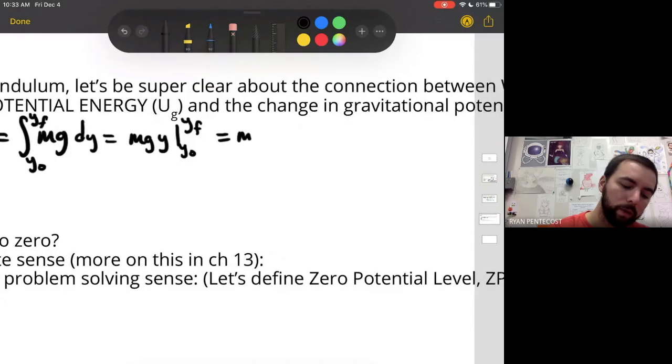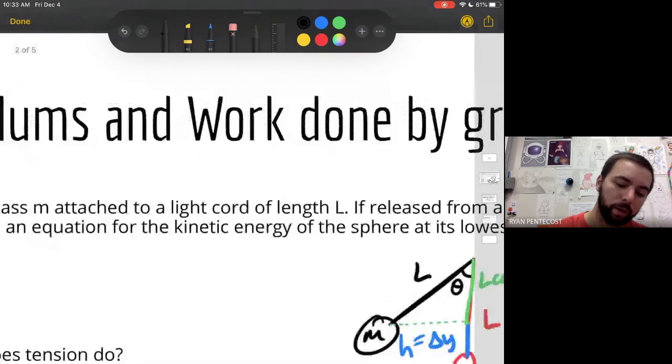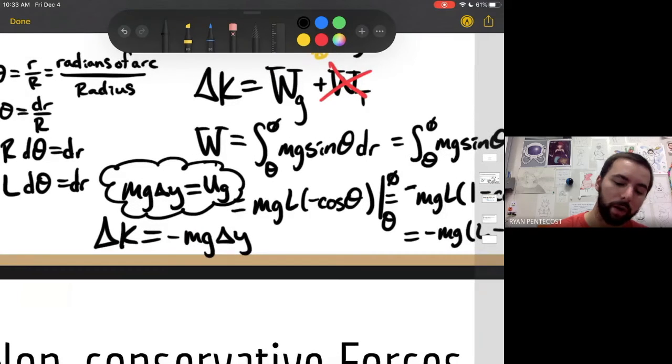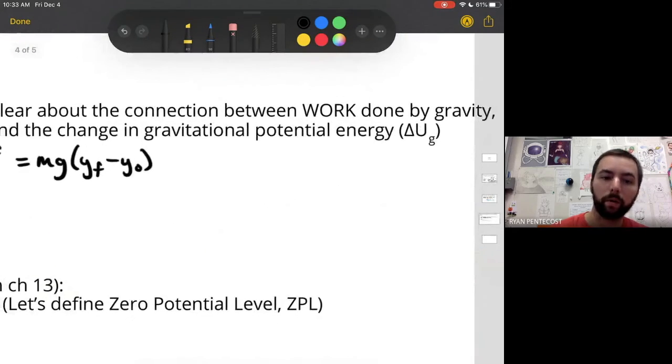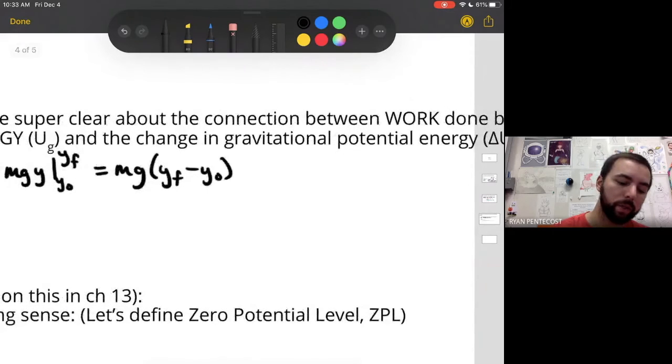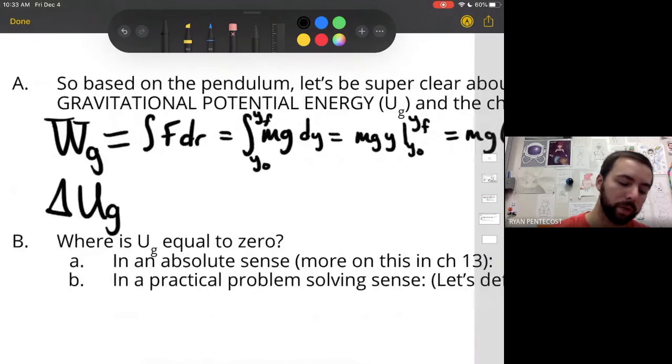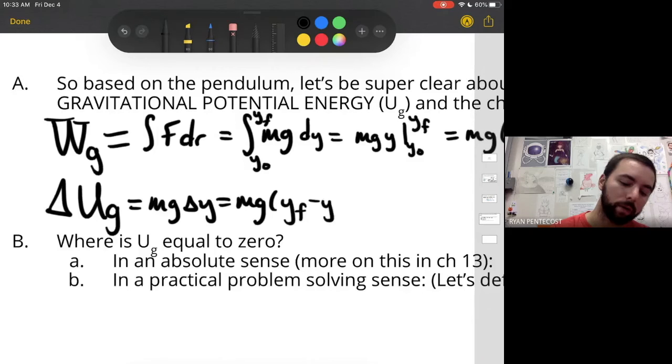And this will give you the equation that we actually had earlier, mg times y final minus y naught. We actually saw this before right down here. You've got mg times delta y. So this is going to be a common occurrence. This mg delta y is actually the change in potential energy. If you have a change in height, you will change your potential energy. So this goes right here. Mg delta y, or expanded, would be mg times y final minus y naught.